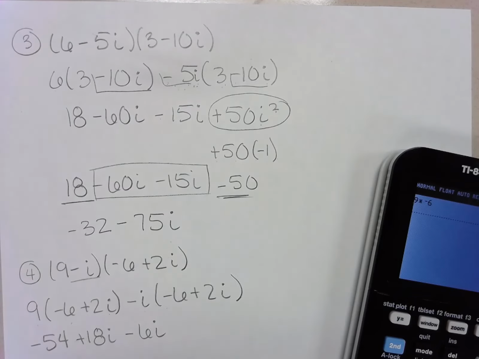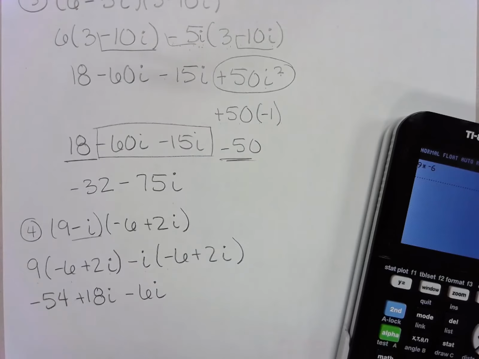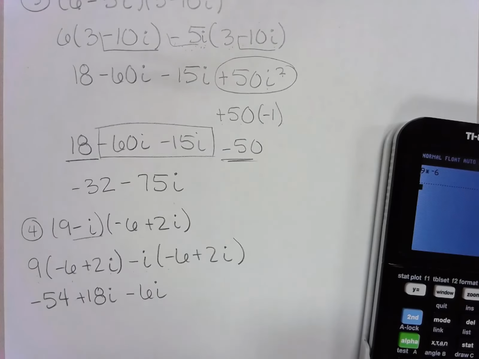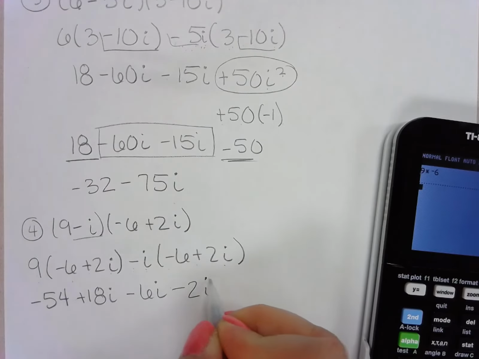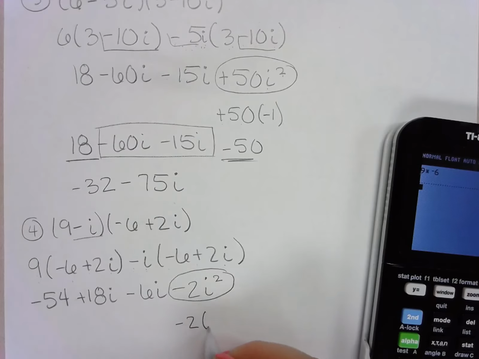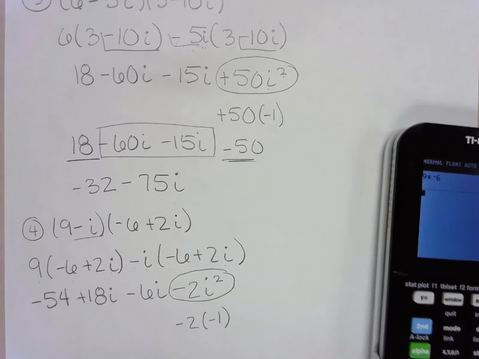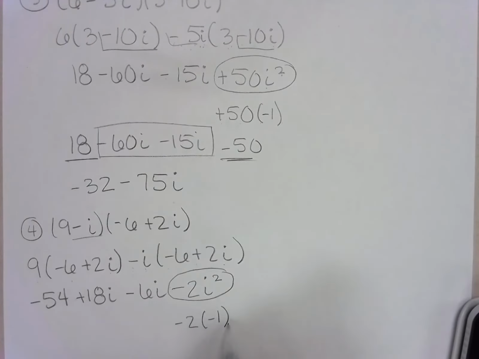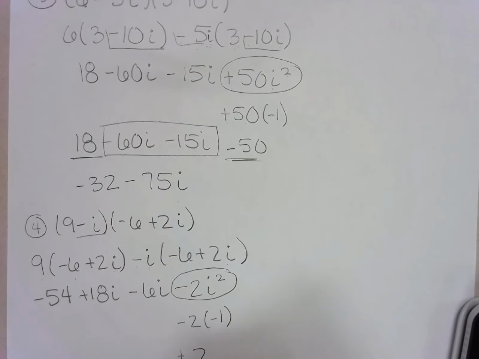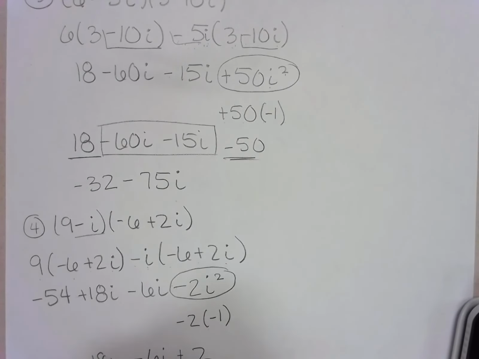Multiplication is a place where we all tend to get tripped up a little bit, especially as the numbers get bigger and bigger. So use your calculator if you're not sure. Use your calculator to check your work. Negative i times positive 2i is negative 2i squared. So we've got to deal with this because we got an i squared. We're going to replace that i squared with a negative 1. So negative 2 times negative 1 is positive 2. And then we're going to bring down the rest of the problem.